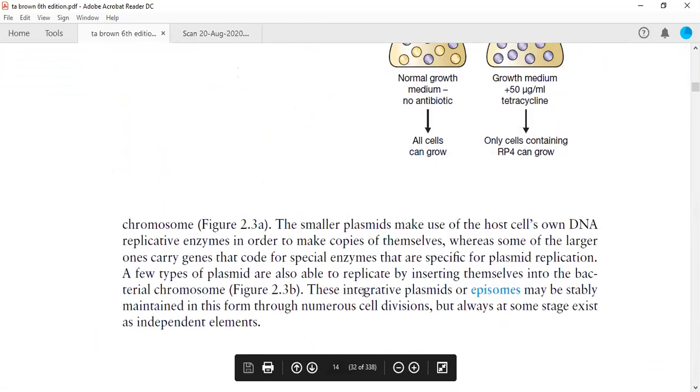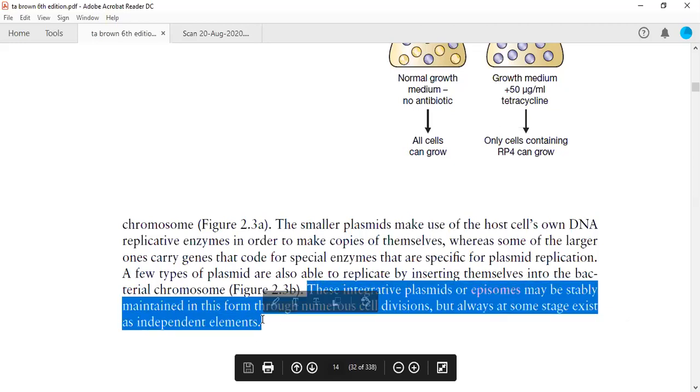Okay. Integrated plasmids or episomes may be stably maintained in this form through numerous cell divisions, but always at some stage they exist as an independent element or plasmid. So now I hope this is clear to you. What are episomes? Episomes are integrated plasmids inside the bacterial chromosome.